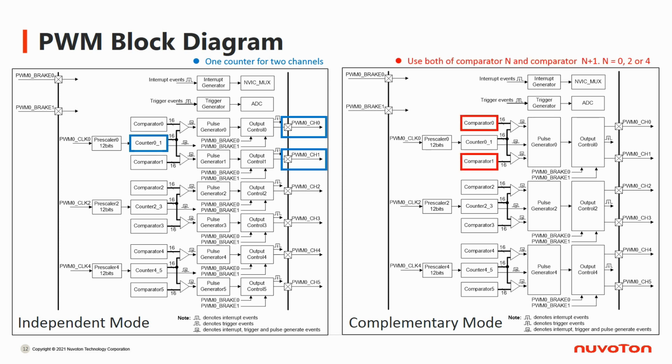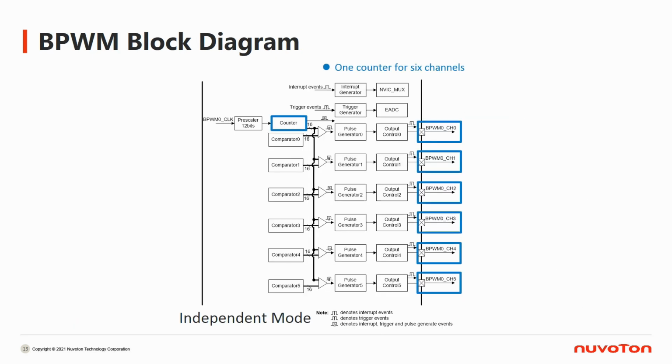However, for the complementary mode, 1 counter is mapped to a pair of complementary output channels. Both comparators will be used for the paired complementary channels. For example, for paired complementary channels 0 and 1, comparator 0 and comparator 1 are used. By setting comparator 0 and comparator 1, it could have multiple event points and generate various pulses. In basic PWM, it only has independent mode. It only has one counter, therefore all channels use the same counter.